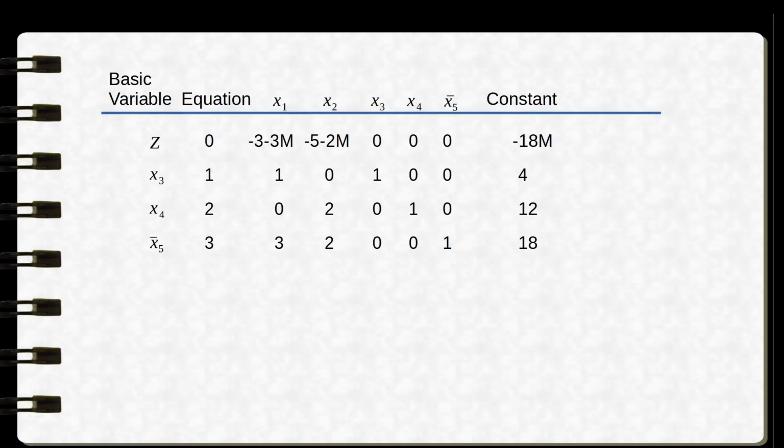From the simplex table, we can find that if we move in the direction of x1, the increase is going to be 3M times, and if we move in the direction of x2, the increase is going to be 2M times. So therefore, the increase in the direction of x1 is higher. So x1 is the entering variable.